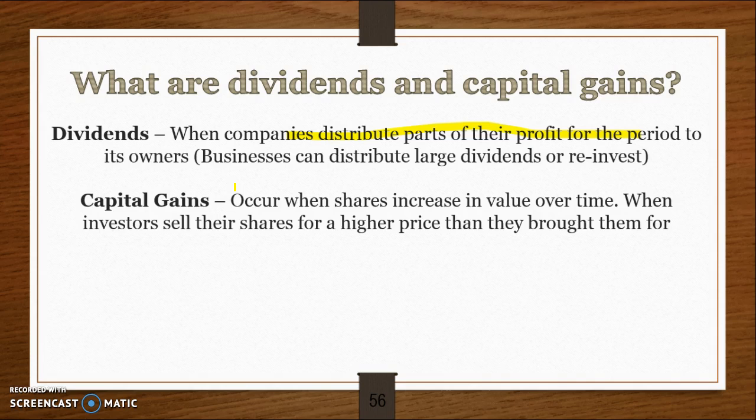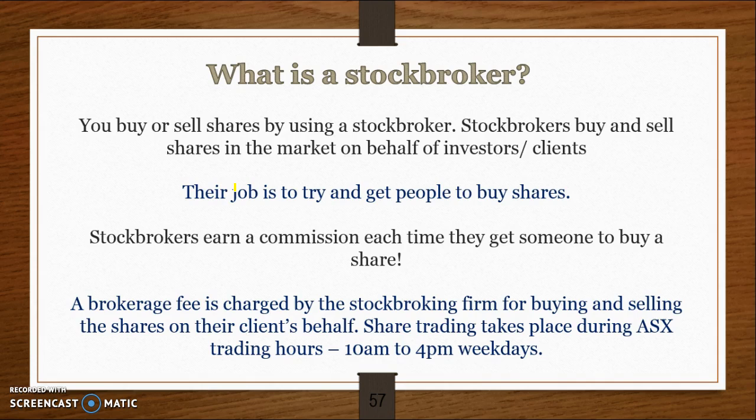And capital gains occur when shares increase in value over time. So when investors sell their shares for a higher price than what they bought them for, they are said to have made a capital gain.